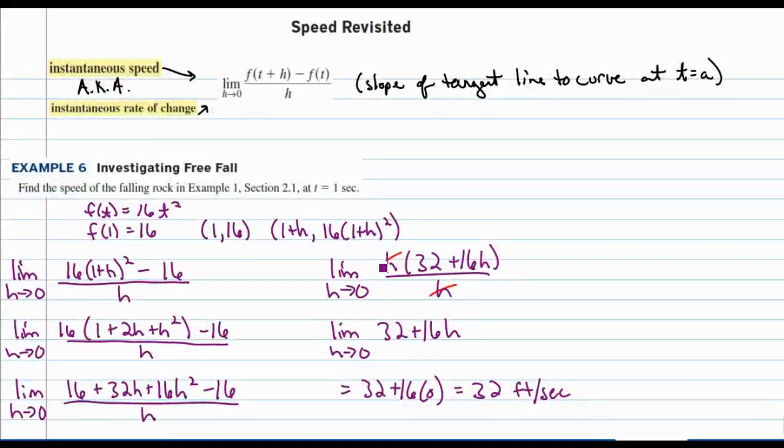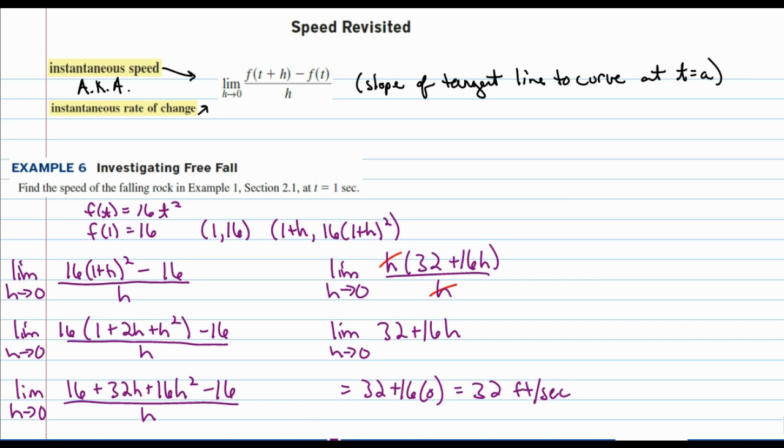This is the screencast for section 2.4, example 6. We're going to look at instantaneous speed and instantaneous rate of change. Now you learned all about that in section 2.1, so this isn't really new, but we are going to go back to your train of thought.